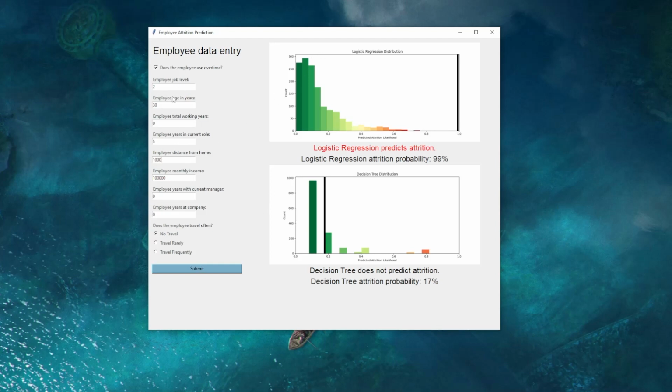So that's our GUI, and it should be very, very simple to use. There's only 10 different attributes that need to be input, and the output is very clear. And hopefully, this would find use for employers to figure out which employees are at the highest chance of attrition. And that is all for our project.